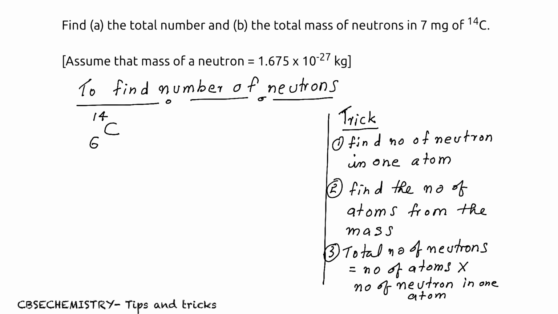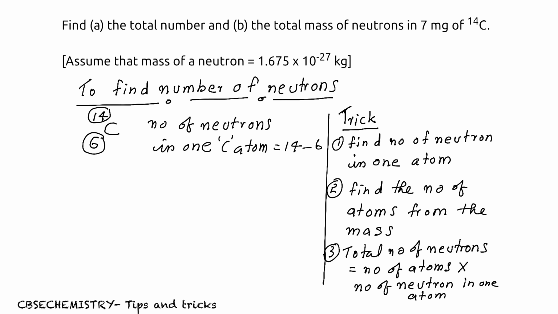6. Correct? Now what is the number of neutrons in a single carbon atom? It's very easy, right? Atomic mass minus atomic number. What is that? 14 minus 6, that is 8. So step number 1 we finish. Now what is step 2?